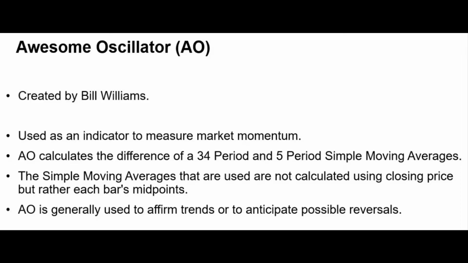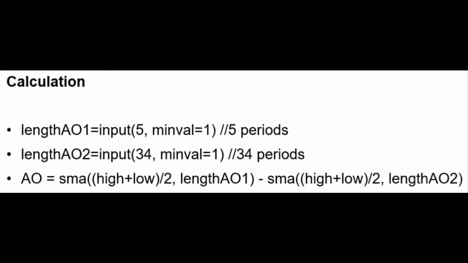Now, the AO is generally used to affirm trends or to anticipate possible reversals, but I like to use it also as an indicator for getting into trades in different time frames, giving me that entry and exit that I'm looking for. It comes in very many different formats, as we're going to see, and I have a particular favorite which I'll also show you how to set up. So let's get into a bit of maths before moving on.